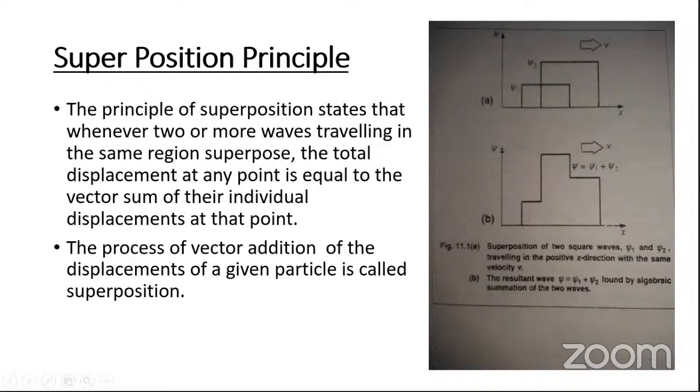We can see here in figure 1, superposition of two square waves traveling in opposite directions in the positive x direction with the same velocity, and in figure 2, the resultant wave formed by algebraic summation of the two waves.